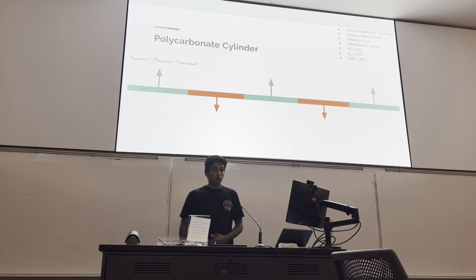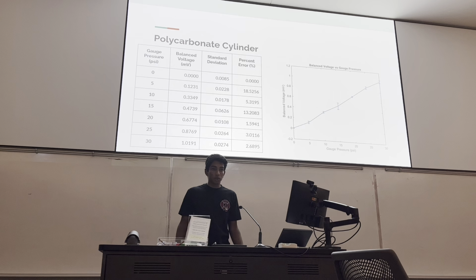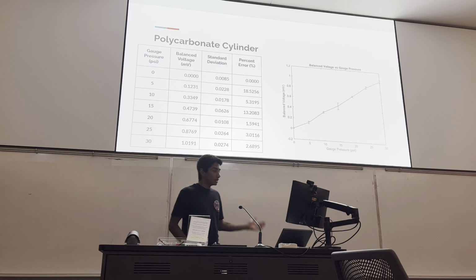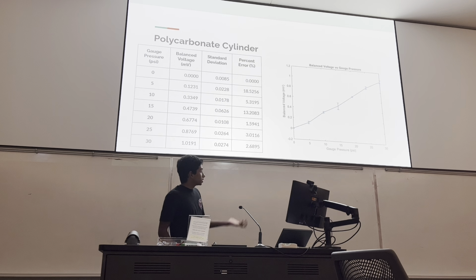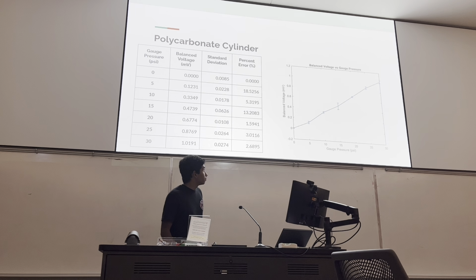So presented here is a table and a graph of our balance voltage versus gauge pressure, and you can see that our voltage increases as a function of gauge pressure, which is correct, because as you see more pressure, therefore more strain, you should have a higher voltage differential between the 2 branches of the Wheatstone bridge.